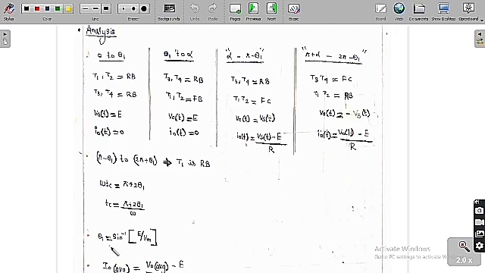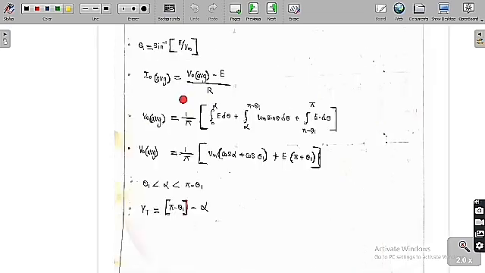If you want to know the value of theta 1, it is sine inverse of E by Vm. This is the angle at which the source voltage is equal to the value of E. Now you can apply the average voltage. So V0 average is equal to I0 average into R plus E. Therefore I0 average is equal to (V0 average minus E) by R.